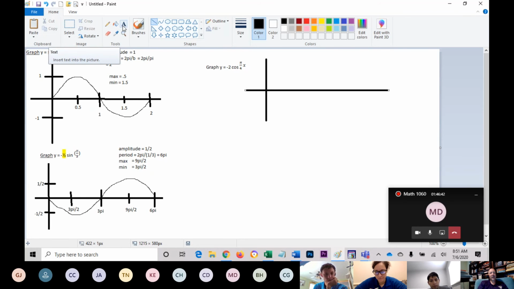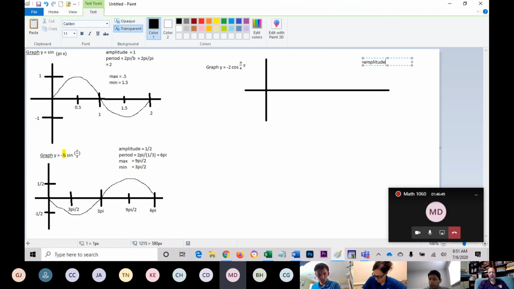So what are the four things I should know before I start graphing? We need to know the amplitude and the period. Amplitude and the period, and then we'll figure out the maximum and the minimum later, right? Yep. Okay, what's your amplitude? That would be 2. 2, okay. And your period? That would be 8 pi. Say it again. 8 pi. It's 2 pi divided by 1/4, which equals 8 pi.